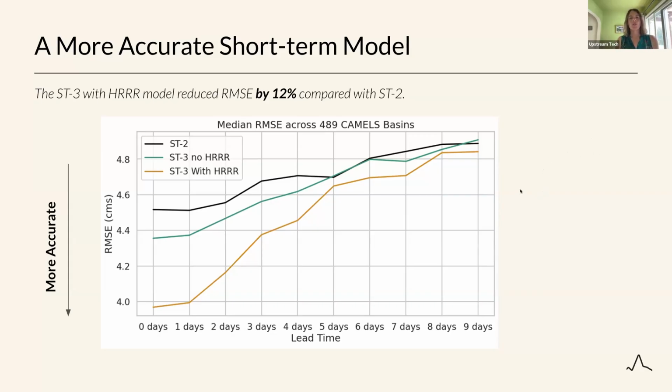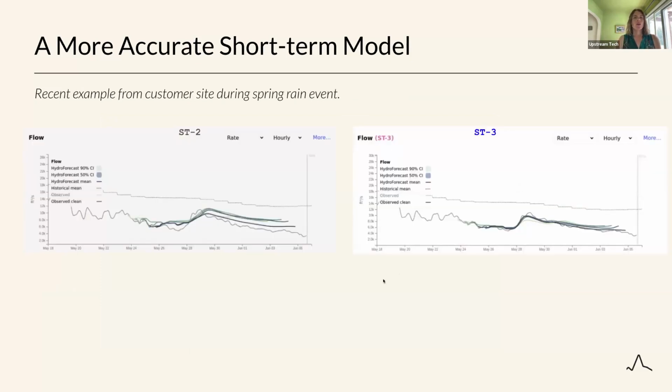Now I'll show an example from a customer site to give you a sense of the impact, or what customers are experiencing with the new model. So on the left, I'm showing a spring rain event. On the left-hand side, and sorry, that image is a little dark, we've got ST2. So that's the model before. We put in ST3, which is on the right.